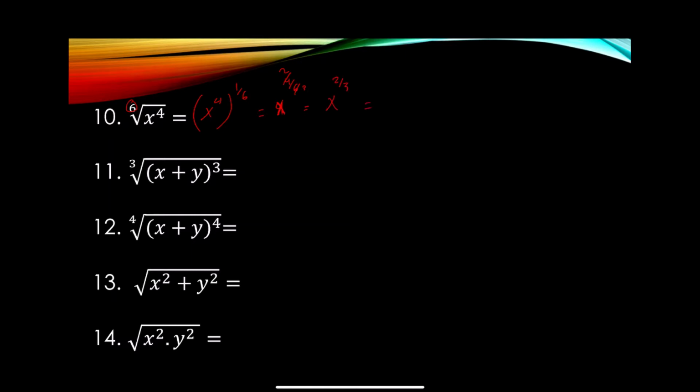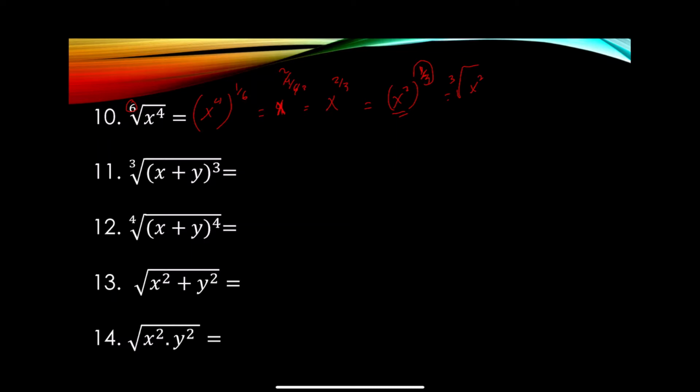I claim that this one is equal to x to the power 2, all of this raised to the power 1/3. If we multiply 2 times 1/3, the answer is 2/3. But we know that this will give us the root. So it's the third root, or the cube root. And what is inside the bracket is x squared.